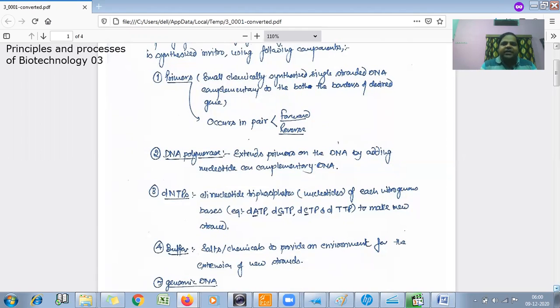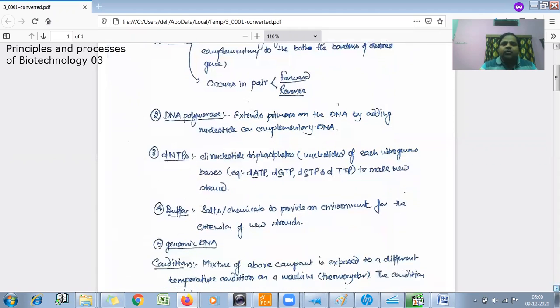And generally these are present as single stranded DNA, and the length of this DNA ranges from 18 to 30. Principally it should be 20, and as I told you, it should be present in a pair. One border's complementary primer will be called the forward, and another primer will be called the reverse primer.